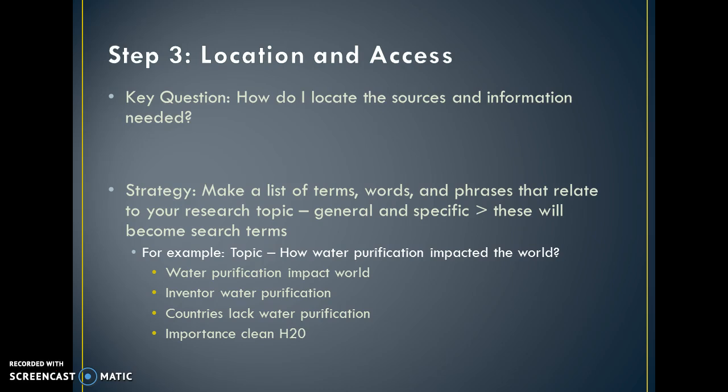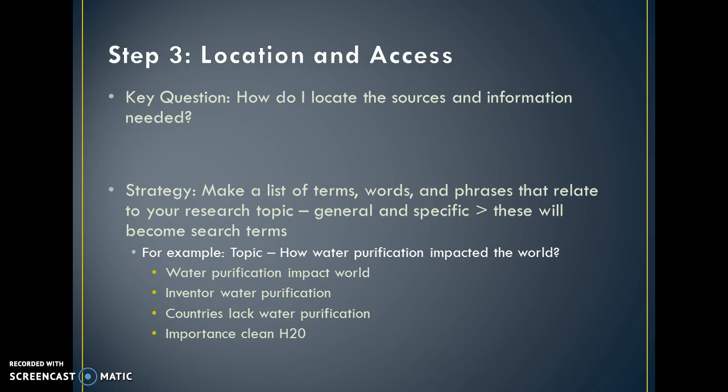Step 3, locate and access information. How do I locate the sources and information that I need for my project? Make a list of terms, words, and phrases that relate to your research topic, both general and specific. So that means both big umbrellas and little umbrellas, both broad and narrow. These will become your search terms for when you start doing your research.